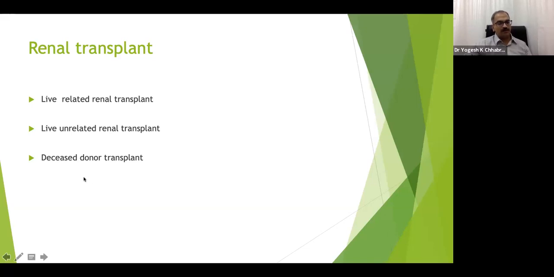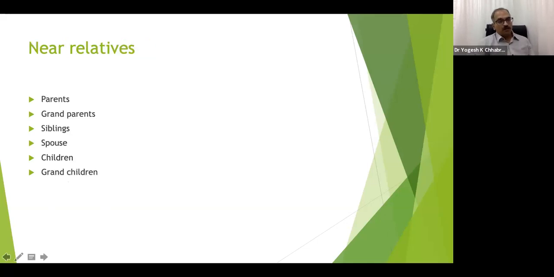In southern India, the deceased donor transplant program is going on in a very good manner, but in northern India, the chances of a recipient getting a deceased donor transplant are quite less. But in Western societies, deceased donor transplant is the major thing, followed by live related transplant.